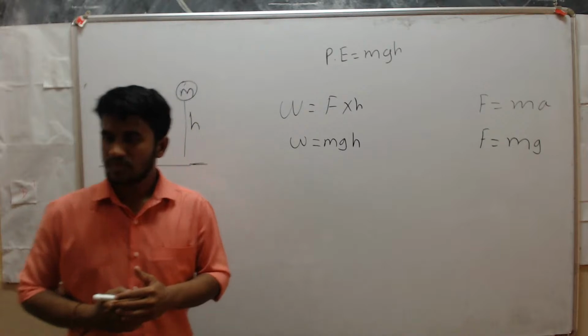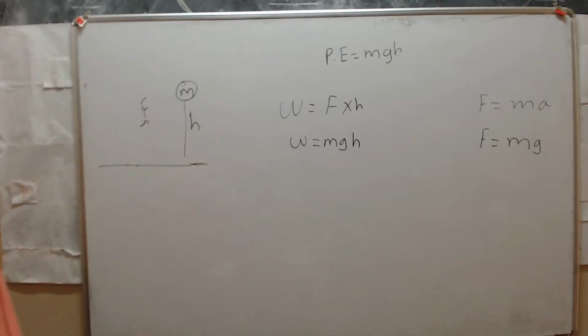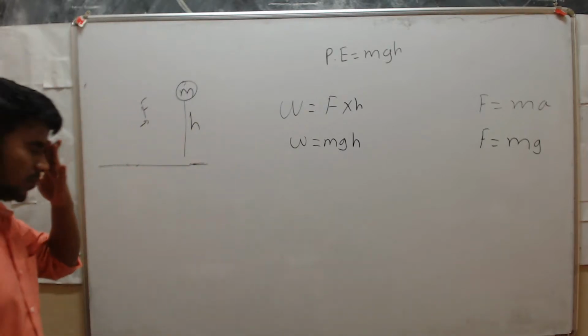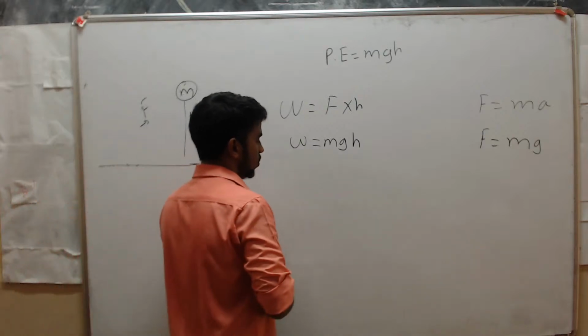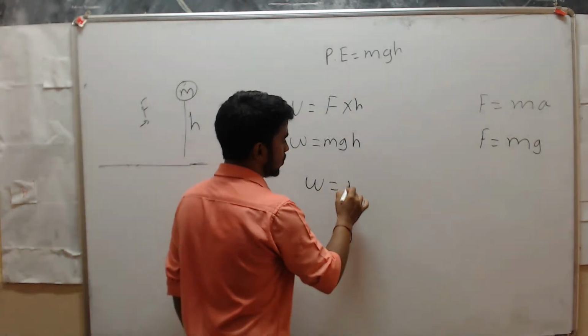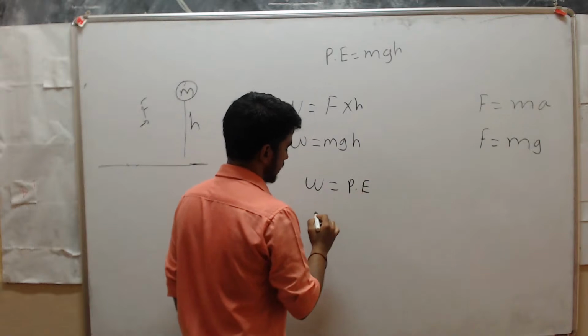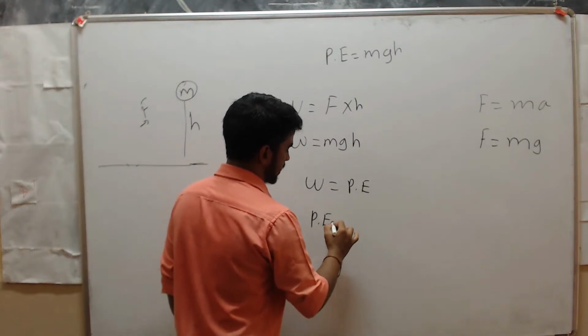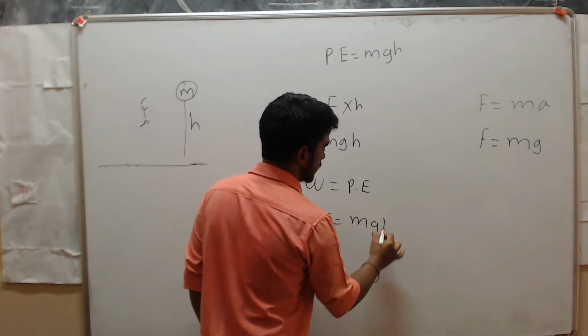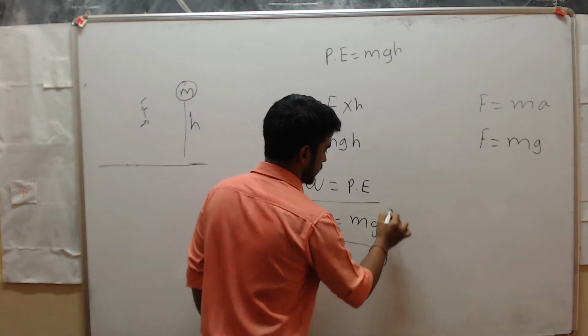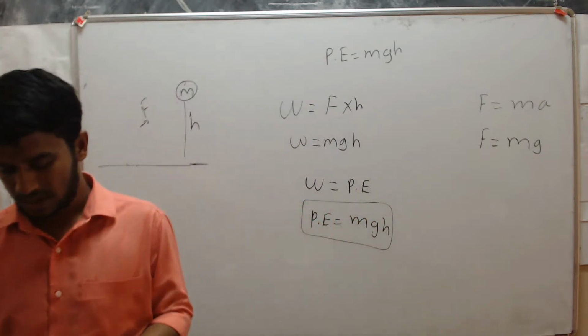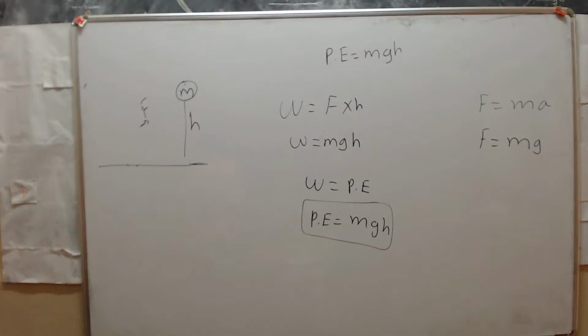See here, now this energy is converted into potential energy, right? So that's why work done is equal to potential energy. Okay. So finally we can write potential energy is equal to m into g into h. See, very simple one.